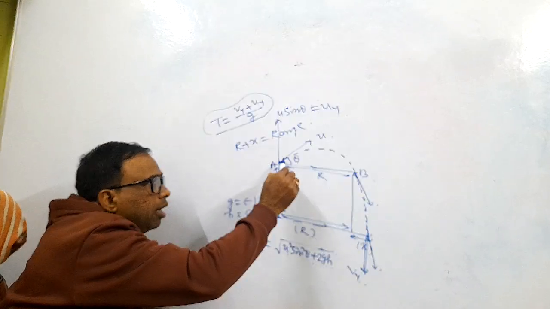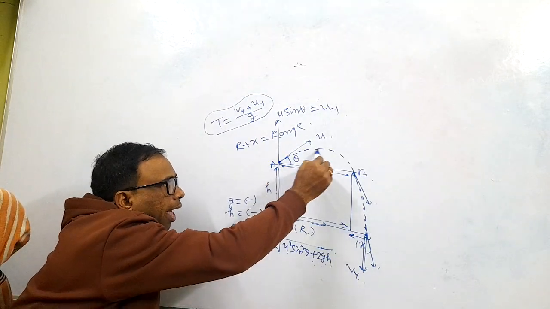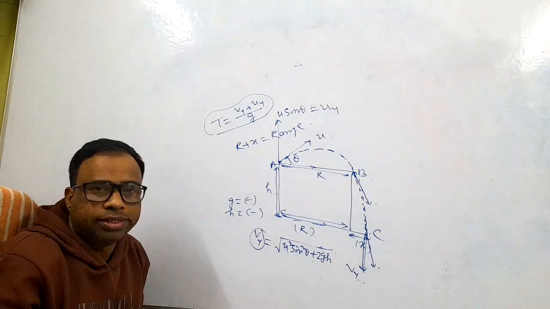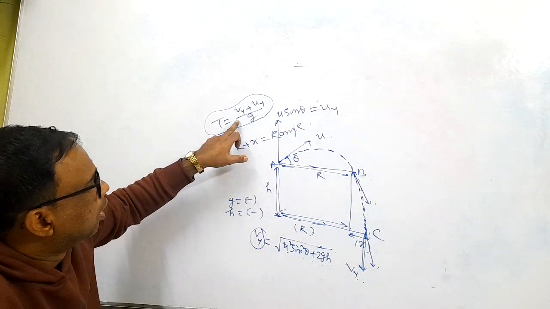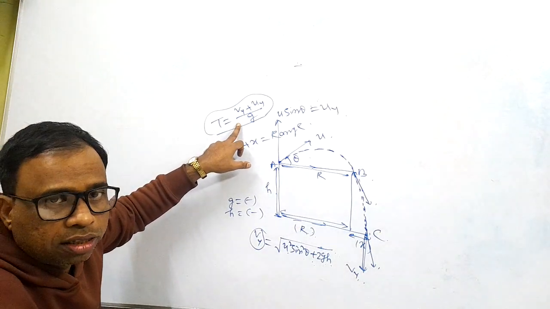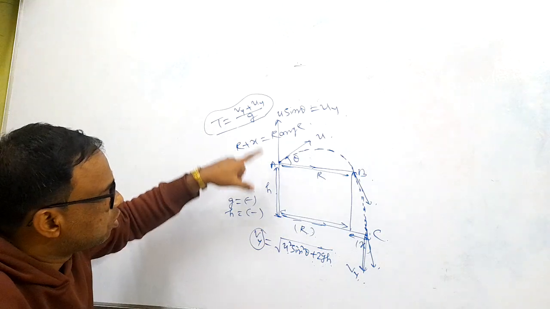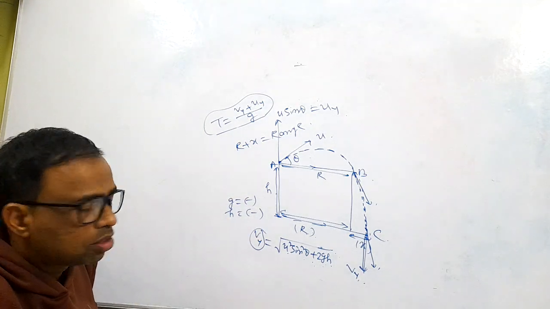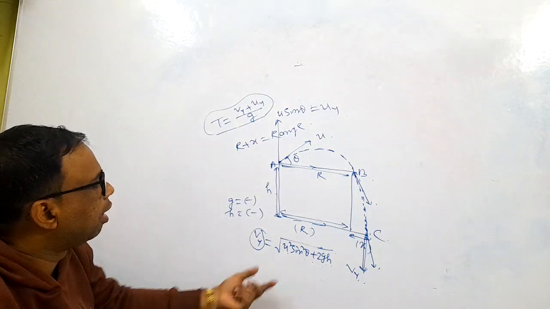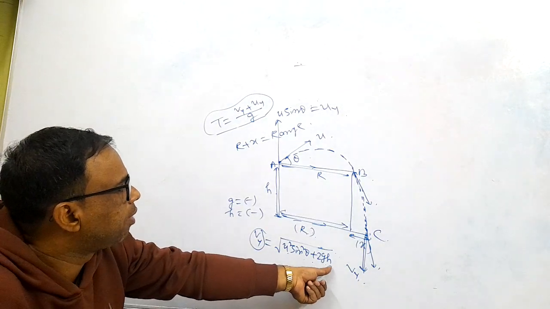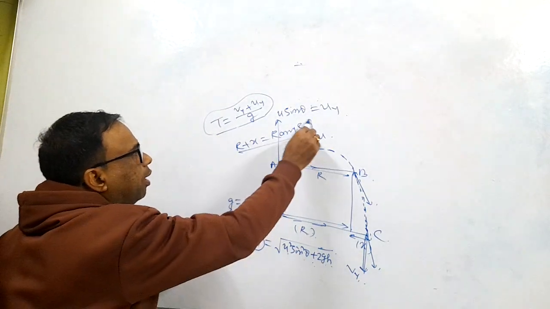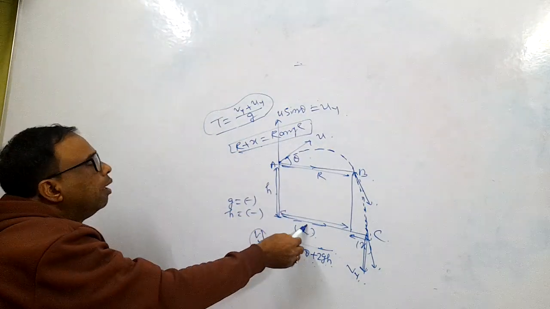That means the particle takes this time to move from A to C. That is the time of flight, and it is coming from the vertical motion. Vertical motion: v square equals u square plus 2gh, or v square equals u square minus 2gh, as you like. You can apply this. And here g is negative, h is negative. So you get the time, and now you get the range.